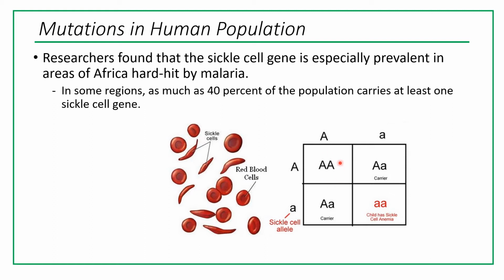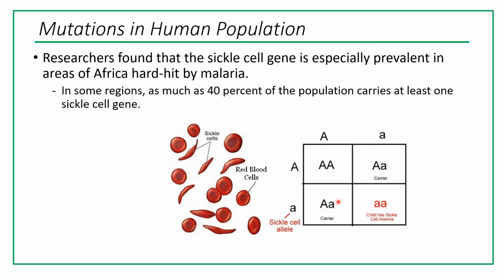This person is perfectly fine, no sickle cell anemia. But look at these carriers. These carriers don't have sickle cell anemia, at least not to a very extreme degree, right? So they don't die from sickle cell anemia because they still have one normal gene, right? But what researchers noticed is that these people are resistant to malaria.